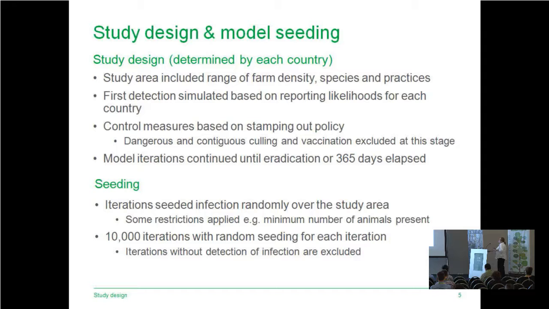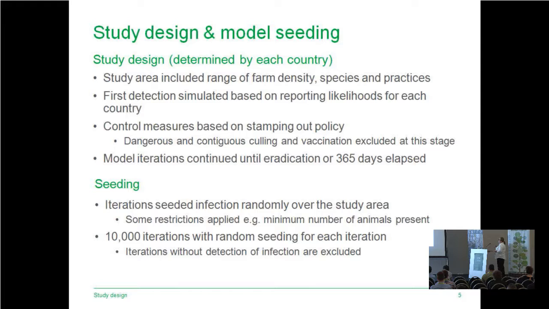So each individual country had a different study area, which they determined themselves, but we have harmonised the virus spread characteristics of each of the models. We tried to include a range of different farm types and species, and the first detection was based on the country that was doing the modelling. So the first detection in the UK is slightly different to the first detection probability in, say, Australia. And the control measures we used, although we've got vaccination in mind, we didn't actually use that in this case. We're starting from just the simplest control measures, which is a stamping out policy for IPs.